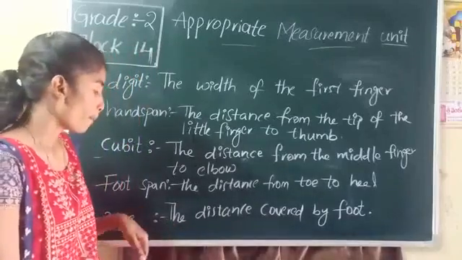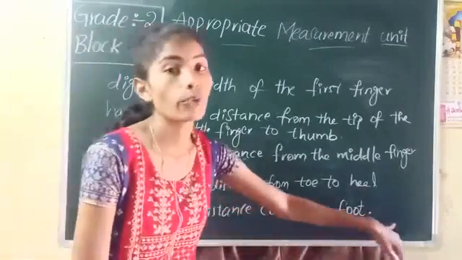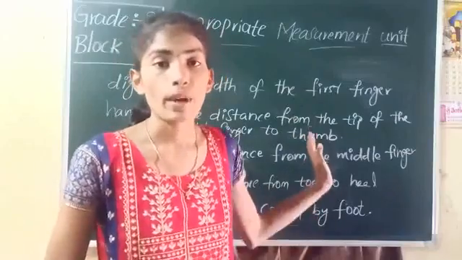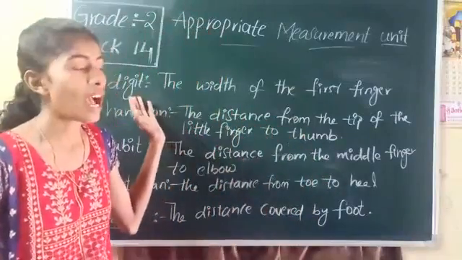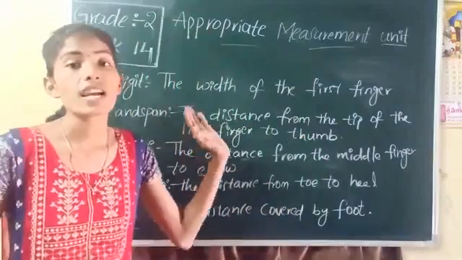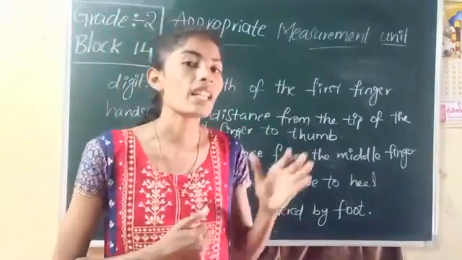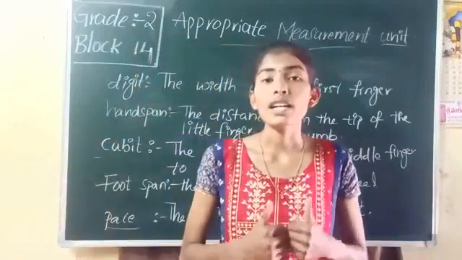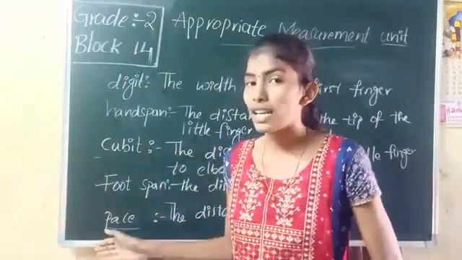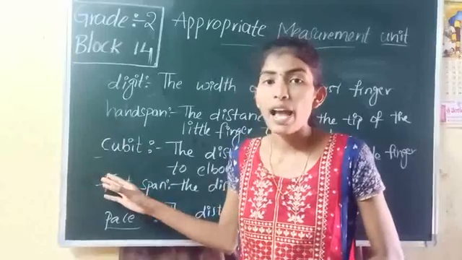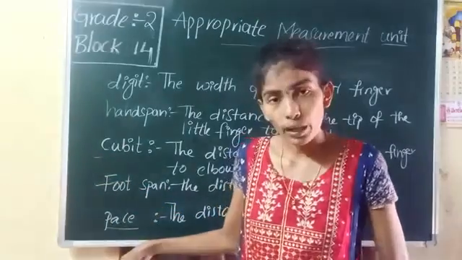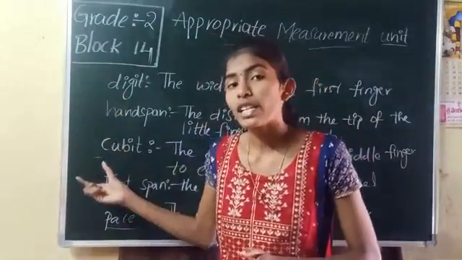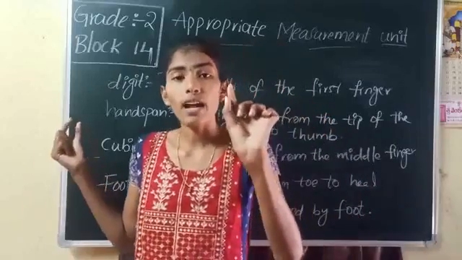That is called pace. The distance covered by the foot is called pace. So these are the units to measure things, children. So these all are which units? Non-standard units. Why can we call them non-standard units, children? If anyone asks you what the non-standard units are, you have to tell these names: digit, cubit, handspan, foot span and pace. These are non-standard units because from one person to another person, the body parts will change.